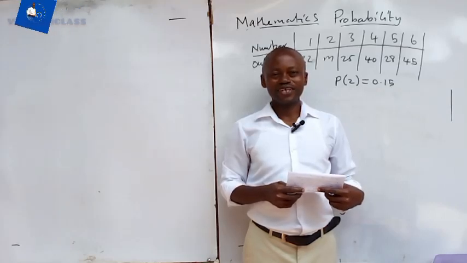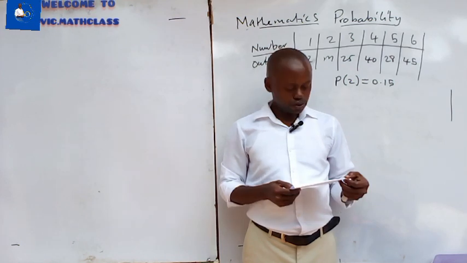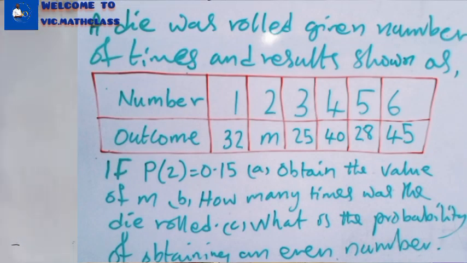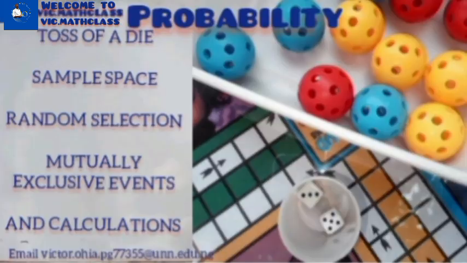My name is Victor Dugumo, and in today's class we have a question that says a die was rolled a number of times. The outcomes are shown below in a table.